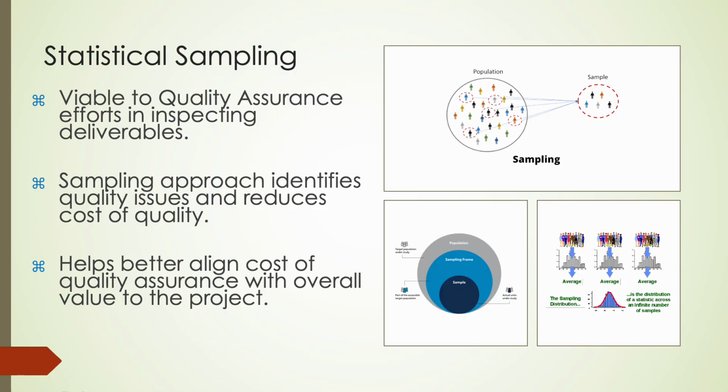Sampling is the process of selecting a smaller group from a larger population to draw conclusions about the whole. We start with the full population, define a sampling frame, and then choose a sample to study. This method saves time and resources while still providing reliable insights.